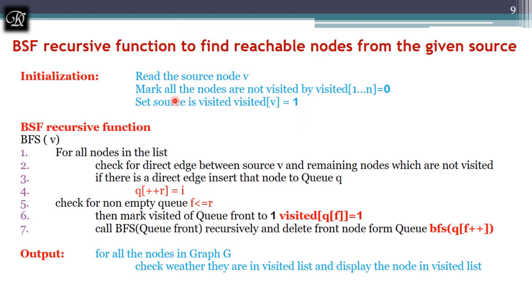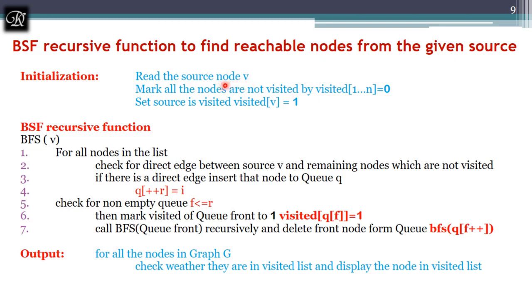Then initially I am assuming that I have not visited any of the nodes. So, by assuming that I have a single dimensional array called visited, I am marking all the nodes. In our example, we have 5 cities, 5 nodes. I'll mark from 1 to 5, for all the cities, 0. 0 means I did not visit. 1 means I have visited.